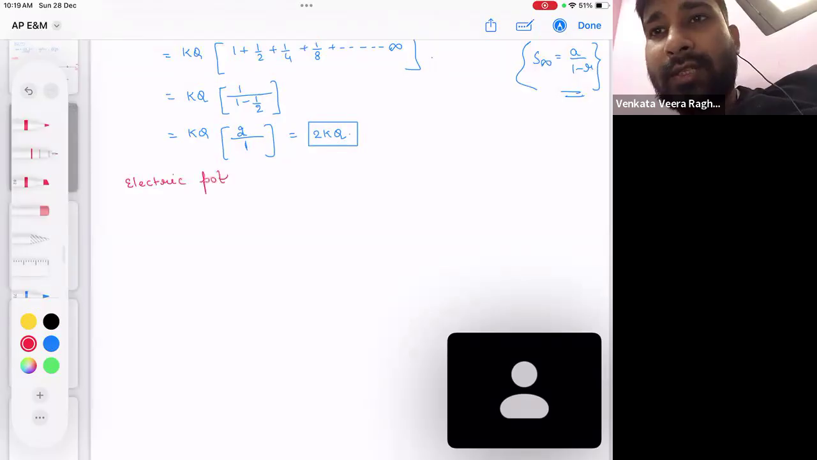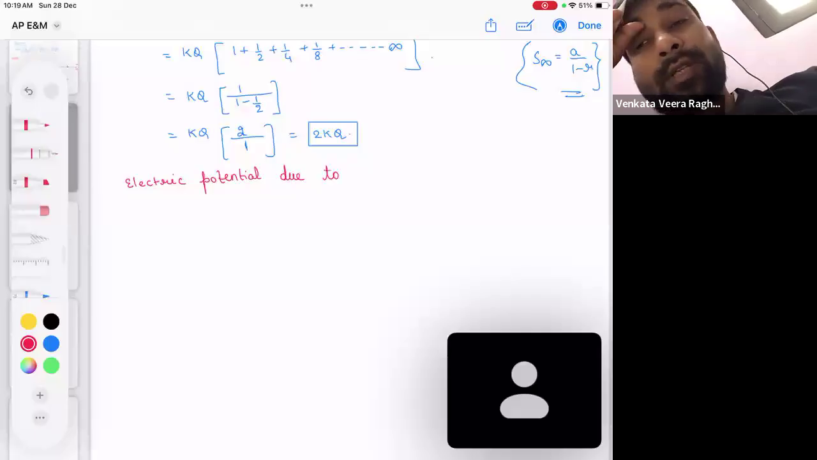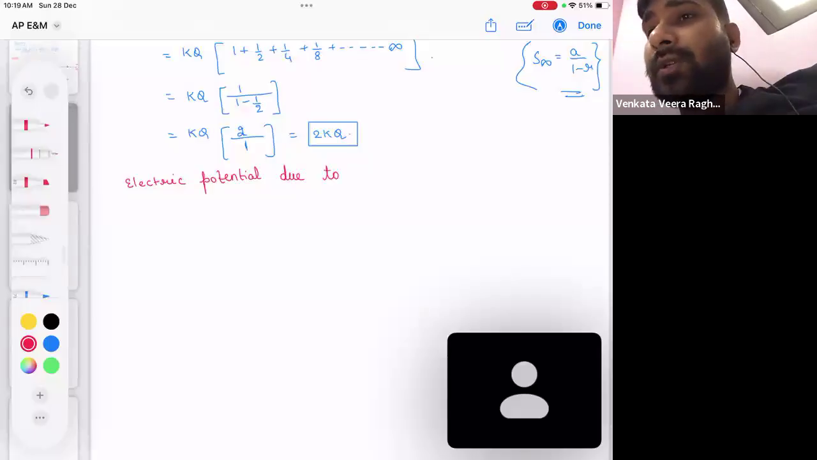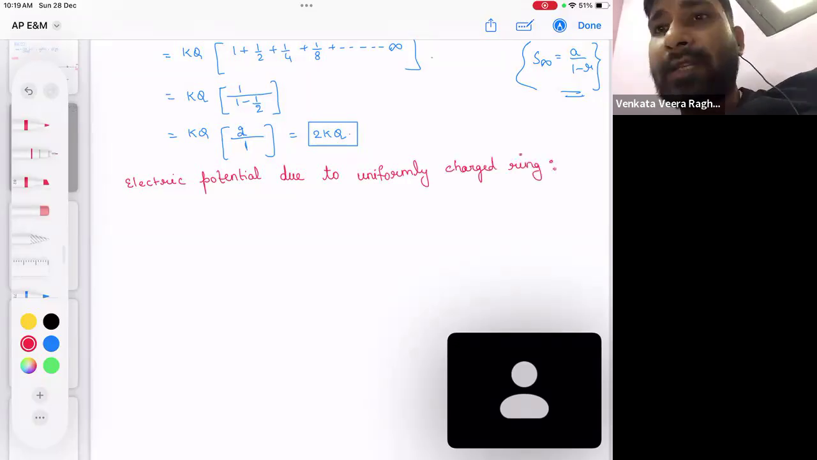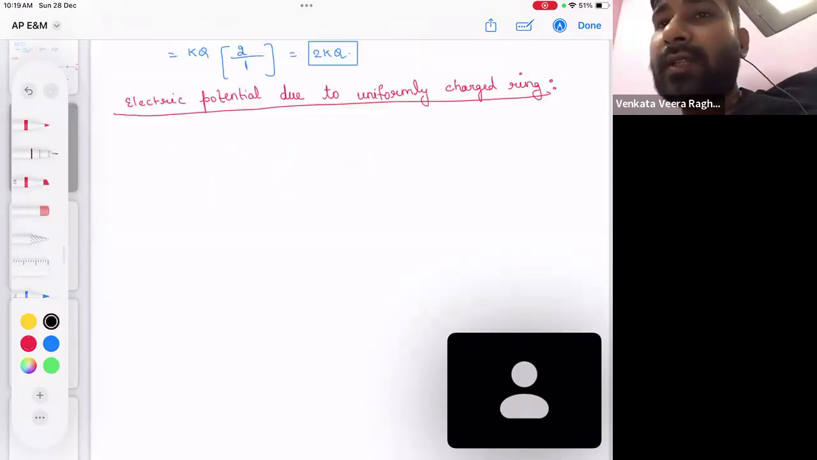Electric potential due to distributed charge. Okay. So due to distributed charge means what? Let's say due to the ring. Uniformly charged ring is given to us. Let's calculate the electric potential due to a uniformly charged ring, how much it will come.